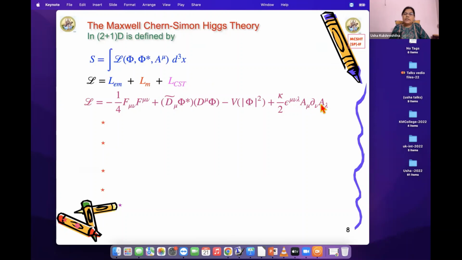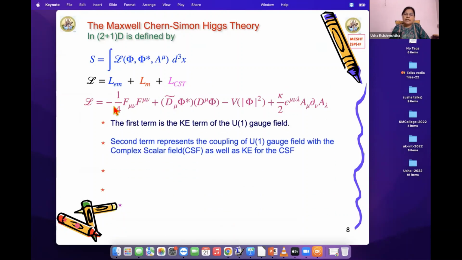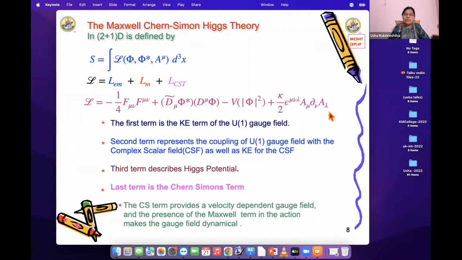And this third term is the Chern-Simons term. So this first term is the kinetic energy term of the U(1) gauge field. And the second term represents a coupling of the U(1) gauge field with the complex scalar field, as well as the kinetic energy of the complex scalar field. And this describes the Higgs potential. And the fourth term is the Chern-Simons term.